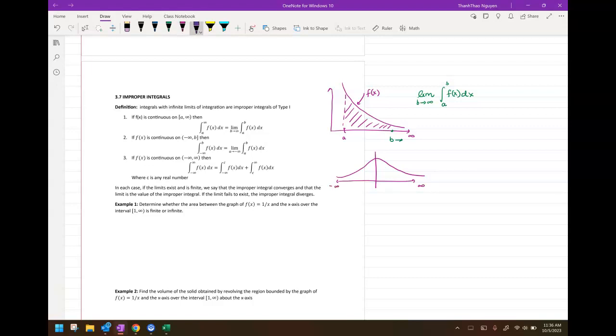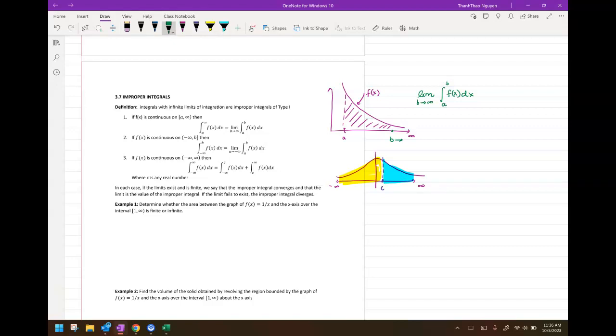Then we can break this integral at a value c, and normally we would want to use 0. We split this into two integrals, and then we can calculate each using the previous two cases that we know. Okay, so let's see how this works.